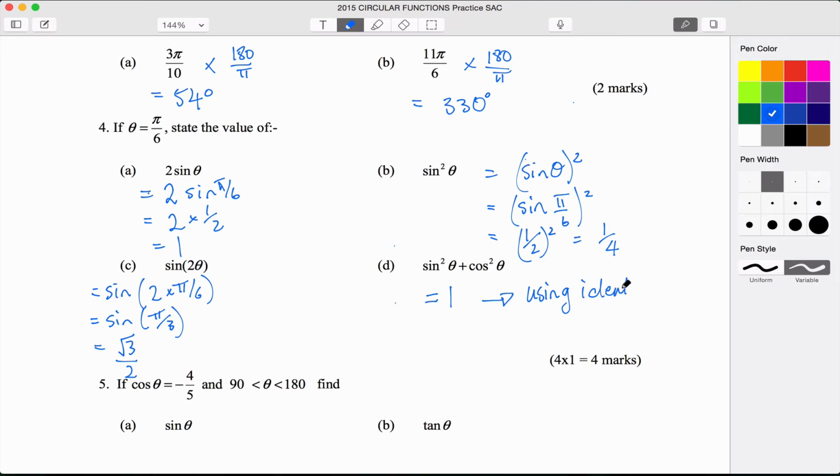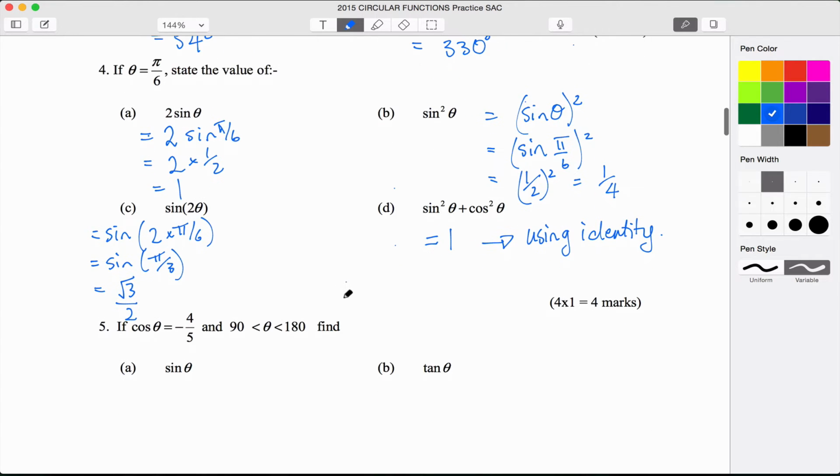Using the identity. If you weren't sure about the identity, you could put in pi over 6 for both of these and it would end up equaling 1 when you finally simplified it fully.